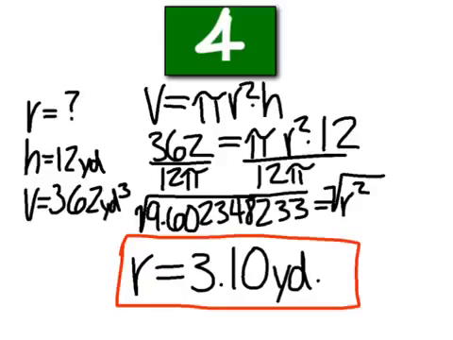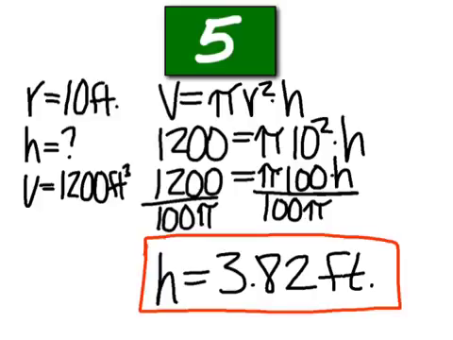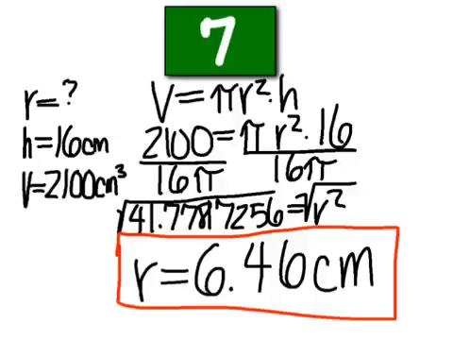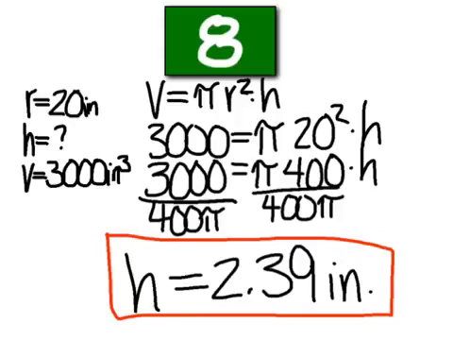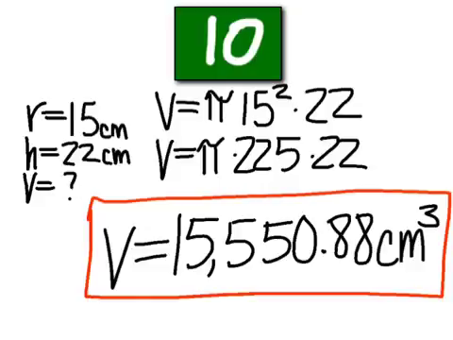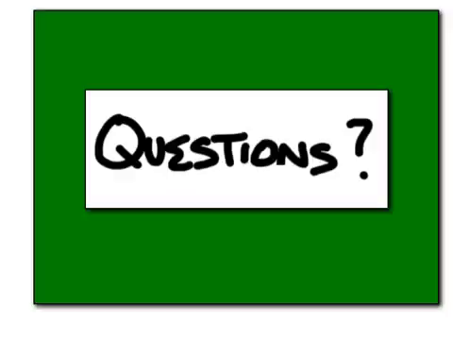Alright, number 4 is 3.10 yards. Number 5 is 3.82 feet. And number 6 is 1.36 inches. Alright, number 7 is 6.46 centimeters. Number 8 is 2.39 inches. Number 9 is 9,650.97 meters cubed. And number 10 is 15,550.88 centimeters cubed. Questions on the homework?